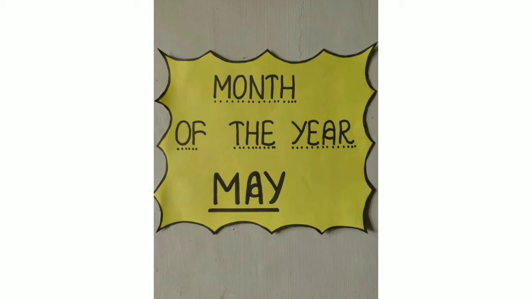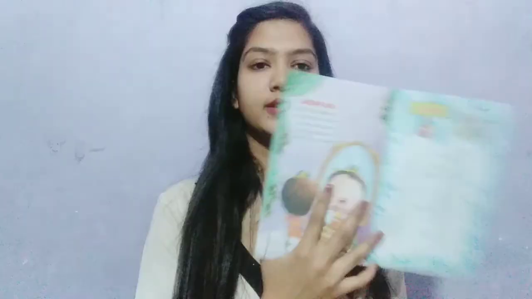Very good, everyone. Now, everyone, take out your Happy Faces English rhyme book. Open your book. Open page number 1, I am special. The name of our poem is I am special. First we will read the poem. Hum read karenge book se. Then hum usko learn karenge with actions.